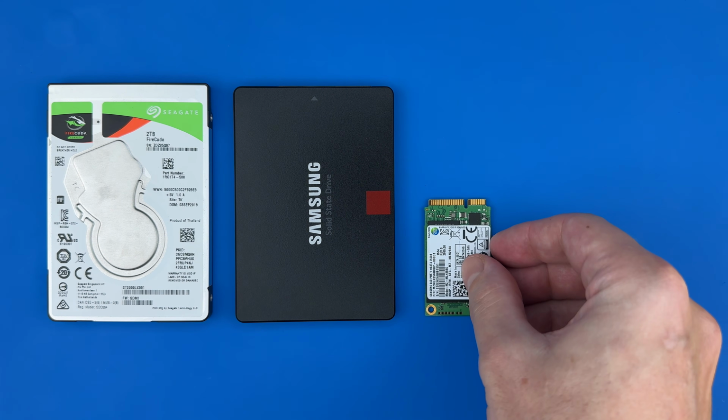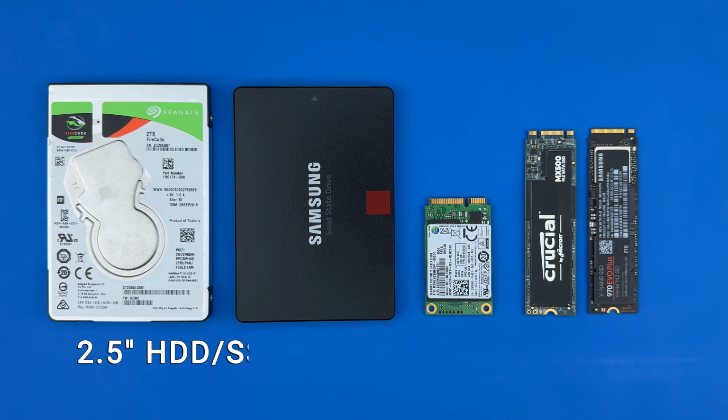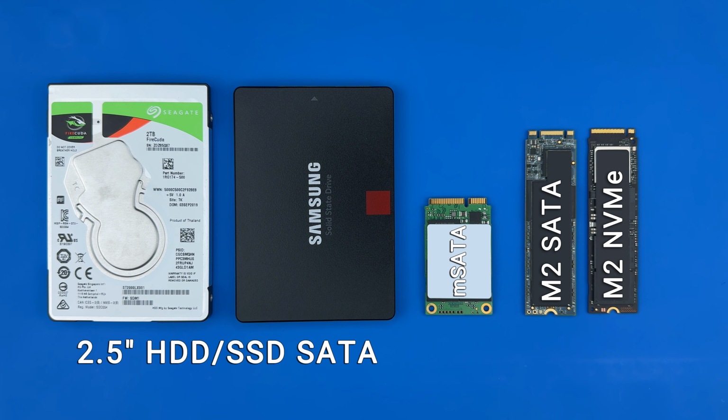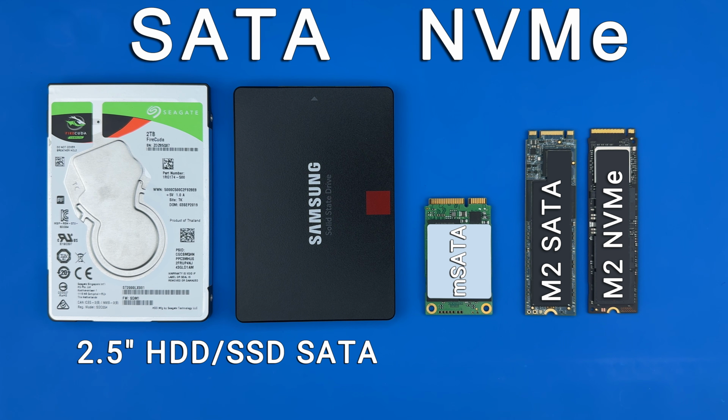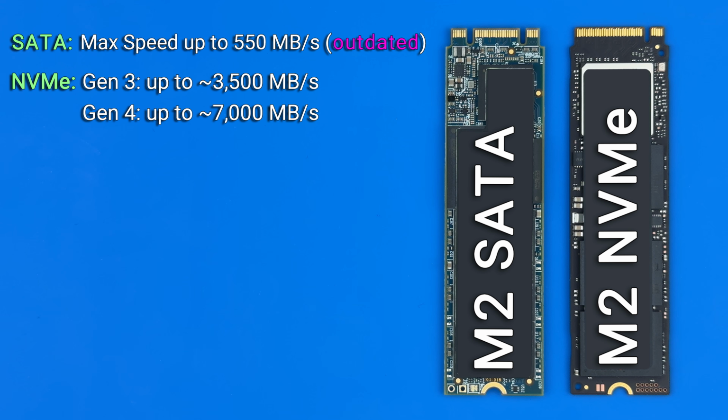Let's summarize the key points. There are 3 main SSD form factors: 2.5-inch SATA, mSATA, and M.2. There are only 2 interfaces, SATA and NVMe. SATA is slow and outdated, while NVMe is modern, fast, and rapidly evolving through generations: Gen 3, Gen 4, and Gen 5.